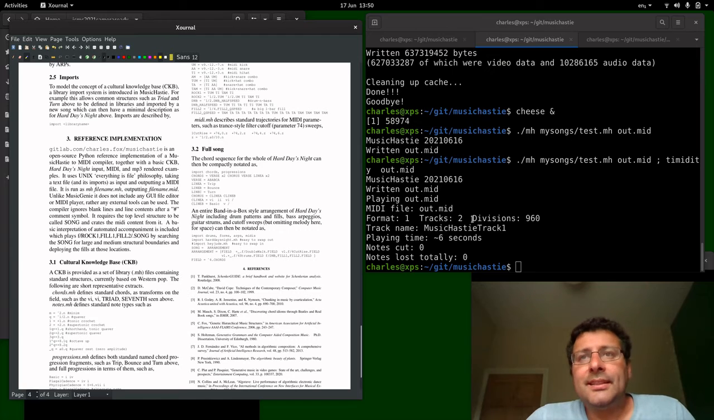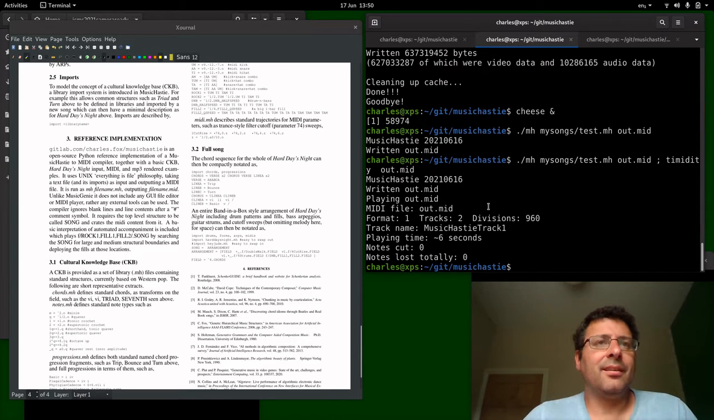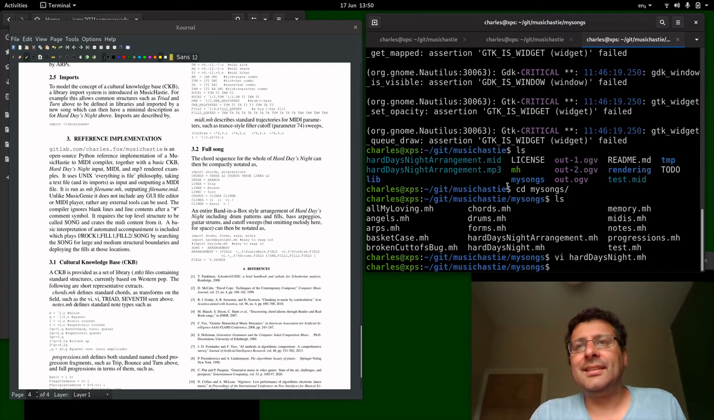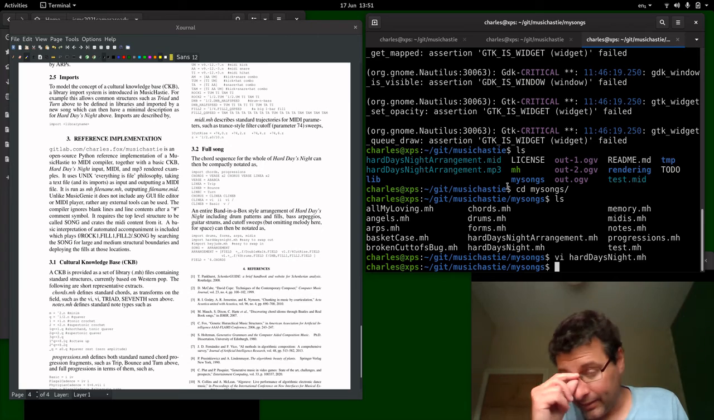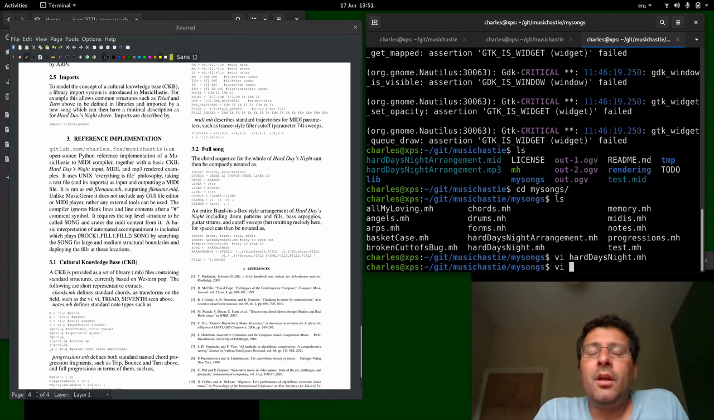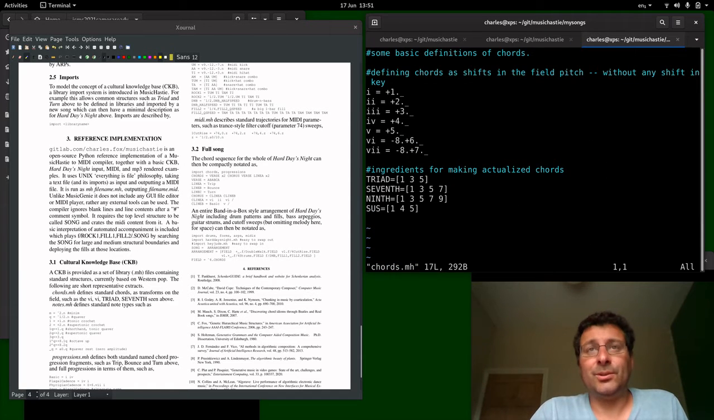Okay, let's see what MusicHastie looks like as a computational implementation. MusicHastie is a representation language. This is one particular software implementation of that language, which is intended to compile it into MIDI and then render it as audio. So using the MusicHastie representation, we can build up what we call a cultural knowledge base. And this is the set of all these standard musical structures that we are then going to quote in our shortened representations of actual compositions.